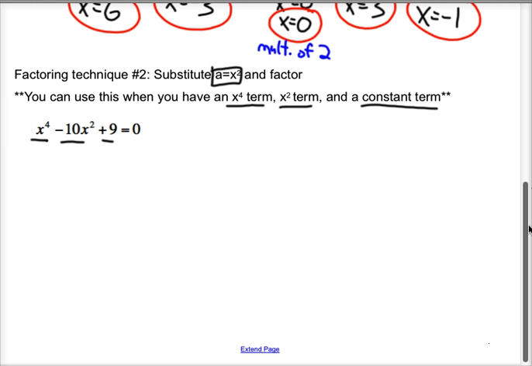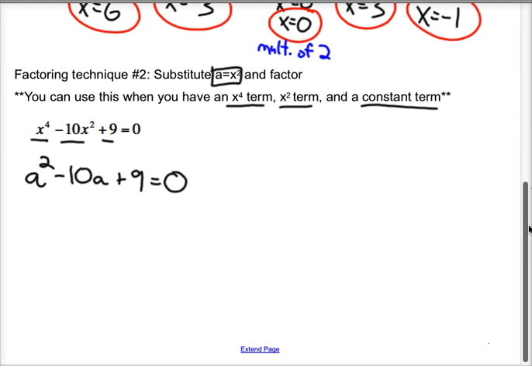So if a is x squared, that means x to the 4 would be a squared, okay? Then the equation becomes a squared minus 10a plus 9 equals 0. So we're just making a simple substitution. The reason we're doing this substitution is because notice what I have: a squared minus 10a plus 9.